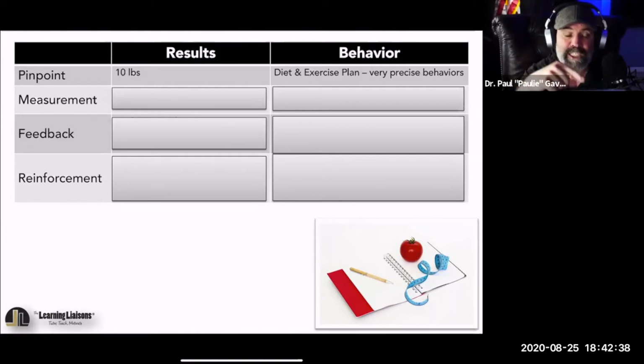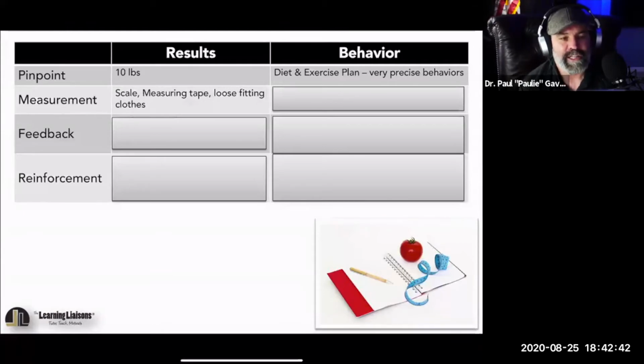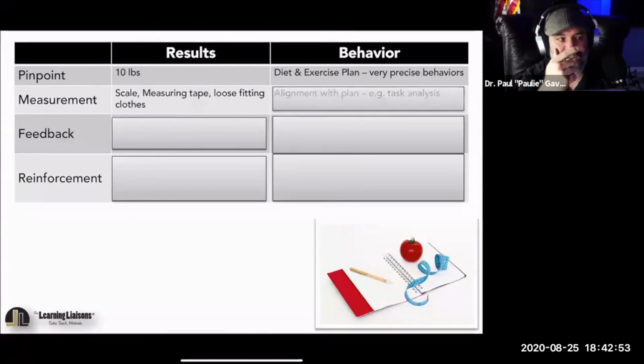So that's why the next part is you need measurement of the result. Go ahead and click that, Jason. So there are some different measures of results, right? The scale, measuring tape, loose fitting clothes, right? All those become a metric that can serve as a reinforcement, which is down the line, right? We talk about.